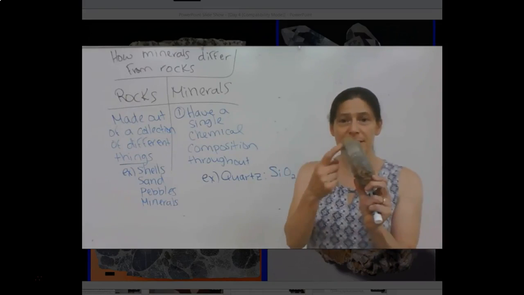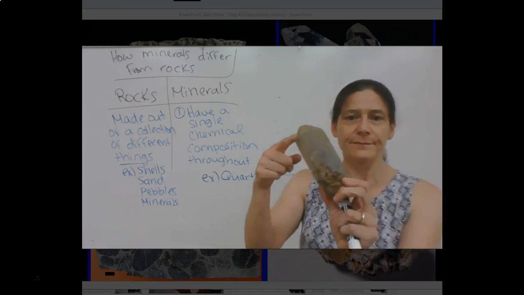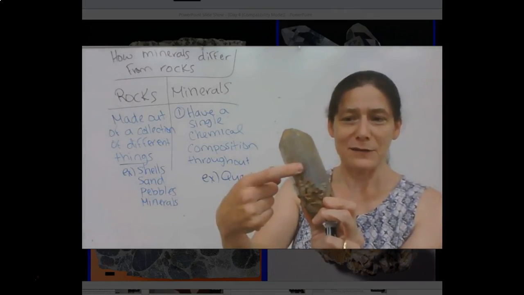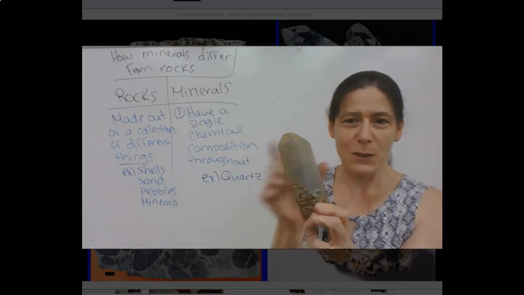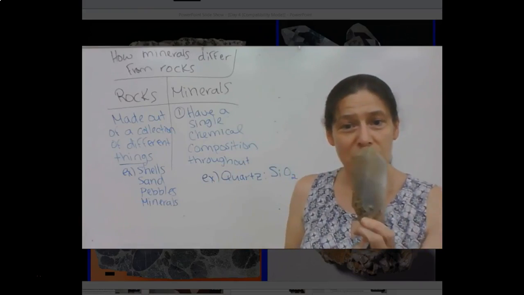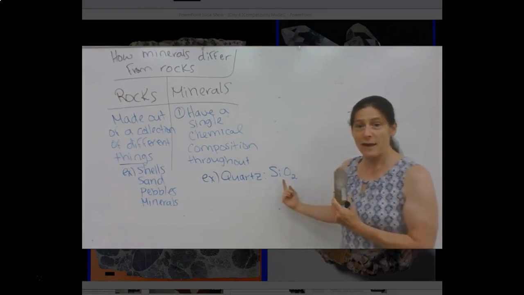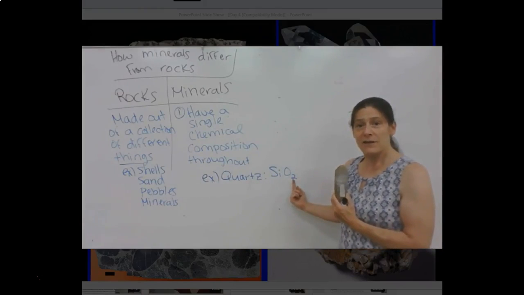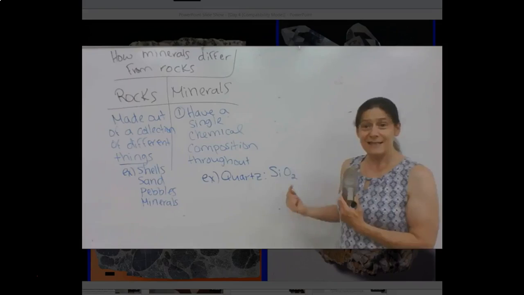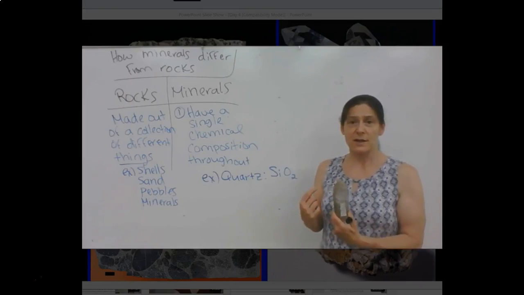So whether I sample the tip of the crystal, or the side or the front of the crystal, or wherever, anywhere that I sample this crystal, there'll be exactly 1 atom of silicon for every 2 atoms of oxygen. It has a single chemical composition throughout.